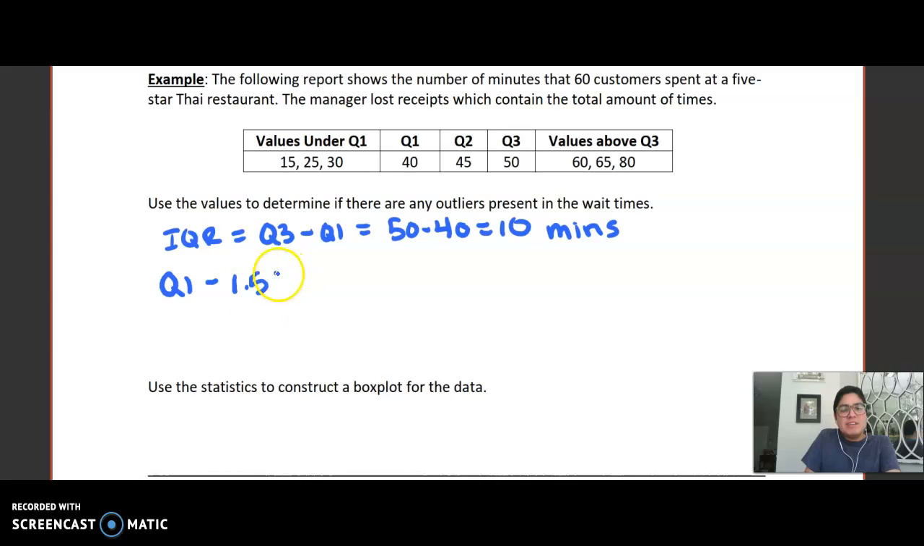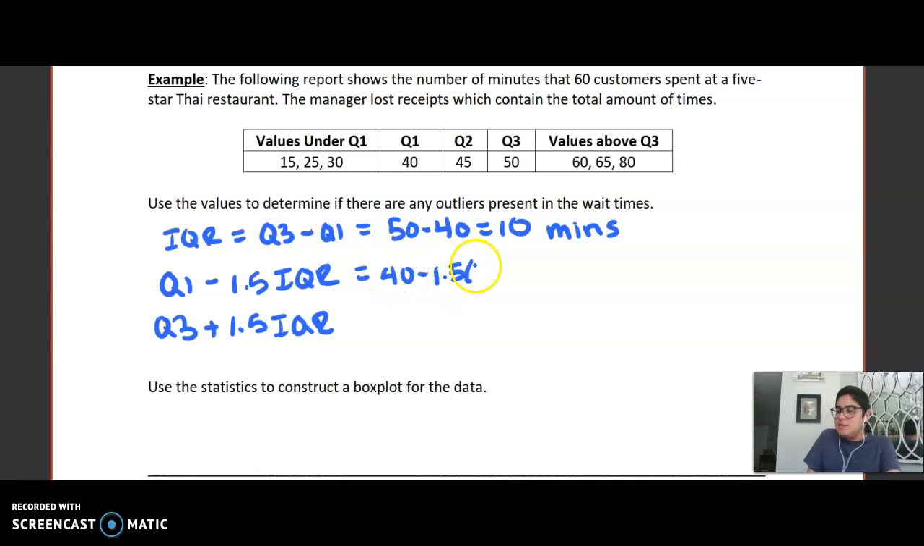We'll do Q1 minus 1.5 the IQR, and we'll do Q3 plus 1.5 the IQR. And here that's going to look like 40 minus 1.5 times 10, which will give us a lower bound of 25 minutes. And so anything less than 25 minutes would be considered a lower outlier. So a wait time of 15 minutes is considered a lower outlier since it is less than the lower fence of 25 minutes.